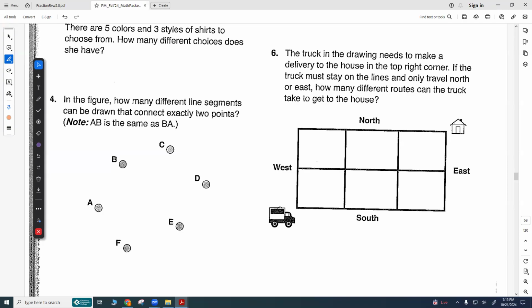Because it can only go north or east, so you can head north on the first line and then east and then north and then east, twice. I just did the lines going north and east.